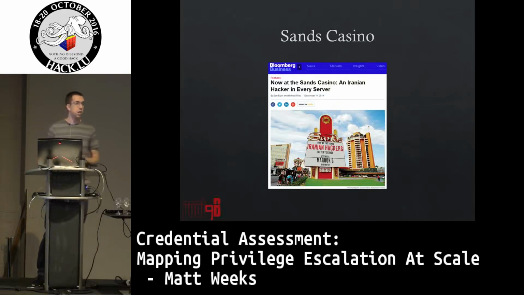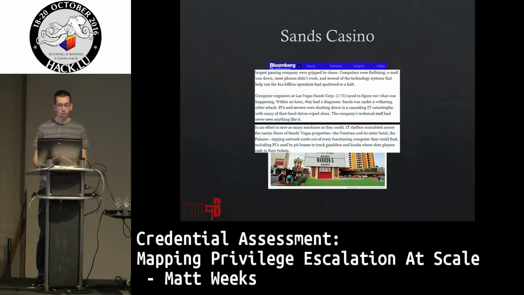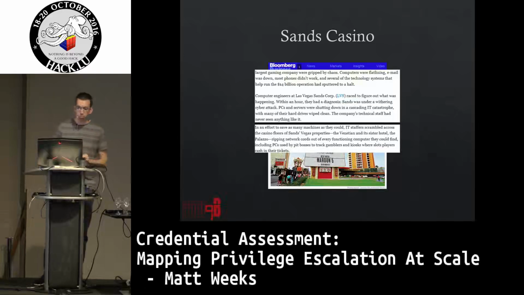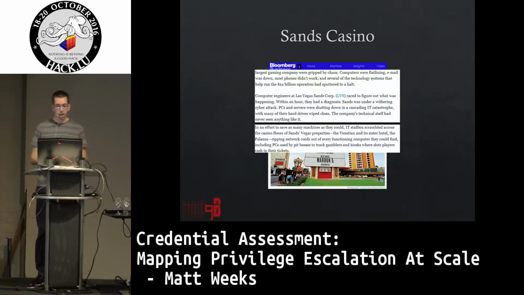In the Sands Casino, another major breach, which this time was a very destructive breach. If you've read any of the accounts of this breach, it's really kind of shocking. It must have been an amazing thing to live through. I'll just read a tiny portion. "When the attack hit, the computer engineers raced to figure out what was happening. Within an hour, they had a diagnosis. Sands was under a withering cyber attack."